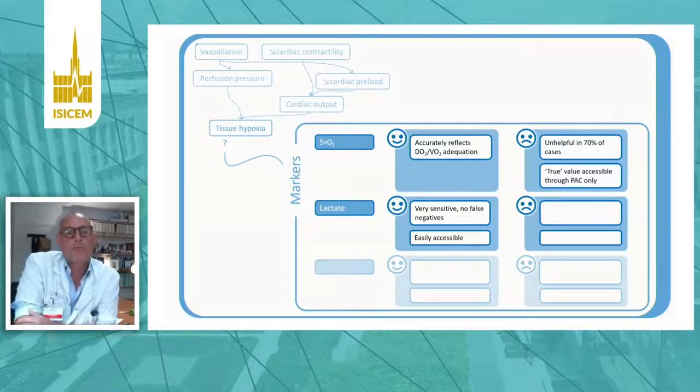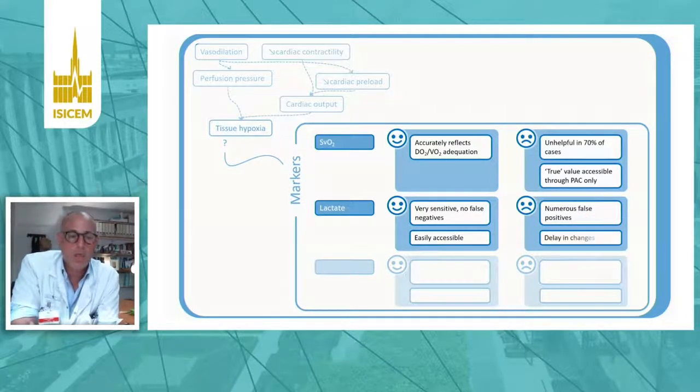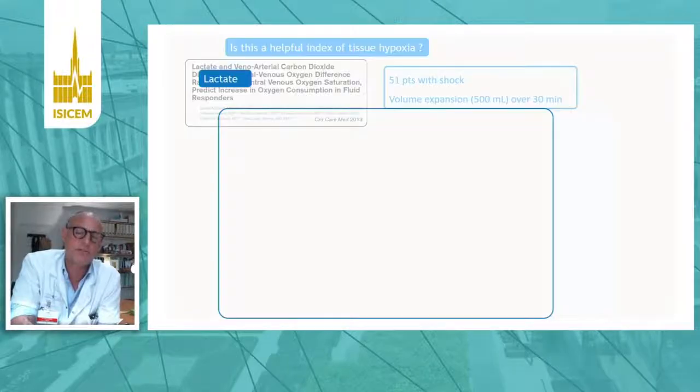But there are two drawbacks again, and the first is that there are numerous false positives, mainly renal failure, liver failure, myolysis, ARDS, and drugs, etc. In such instances, an elevated lactate doesn't tell you whether it is due to tissue hypoxia or not. And the other drawback is that there is a delay in changes of lactate.